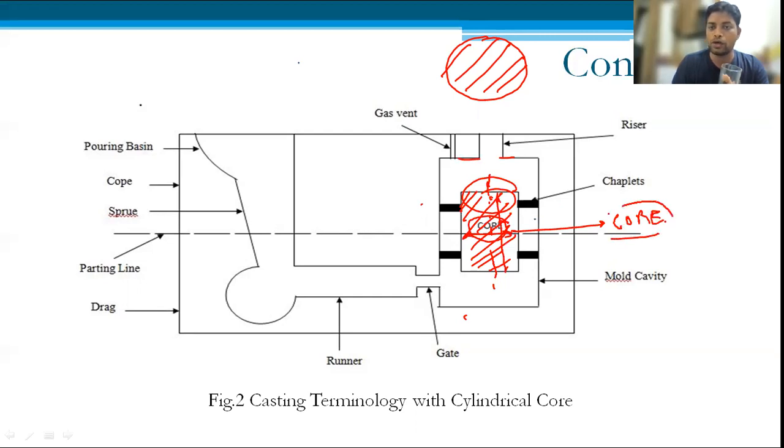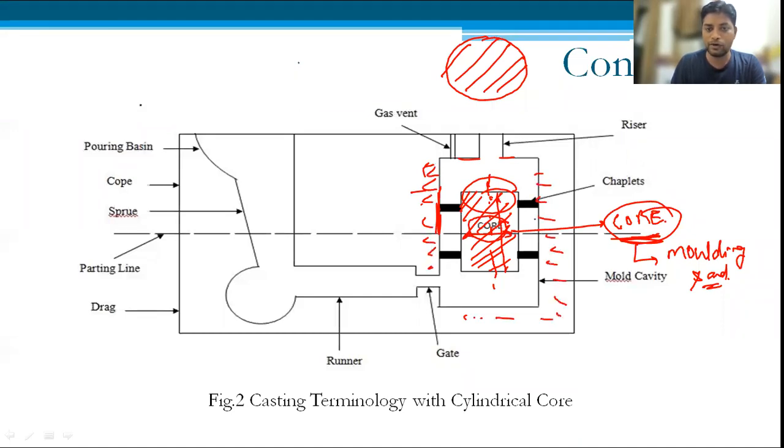And this core is placed where we have to create the hollow cavity, meaning we have to produce a hollow casting, where we do not want to keep the molten material. This core is generally made up of molding sand only. As I said, this is filled with the sand only, so that is also a shape of molding sand only.